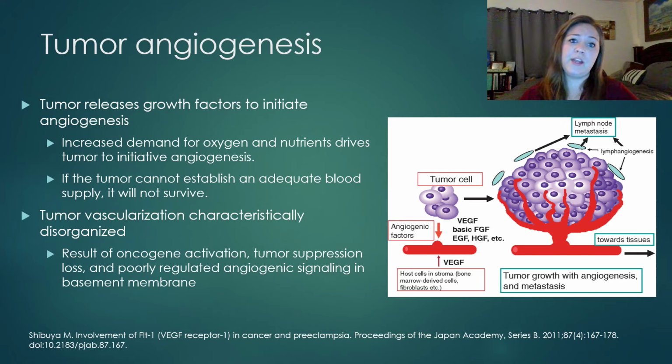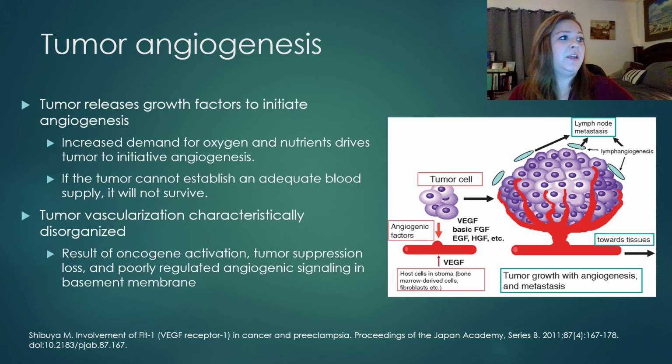So, if the tumor is unable to establish an adequate blood supply, it won't survive because it doesn't have the requirement that it needs for nutrients and oxygen. So tumor vascularization is a lot more disorganized than it would be in the normal vascularization, and this is the result of the activation of oncogenes, the loss of tumor suppression genes, and it results in just poorly regulated angiogenic signaling within the basement membrane.